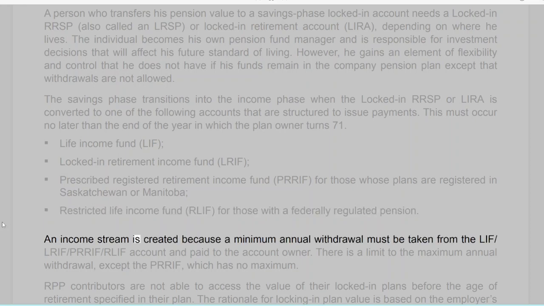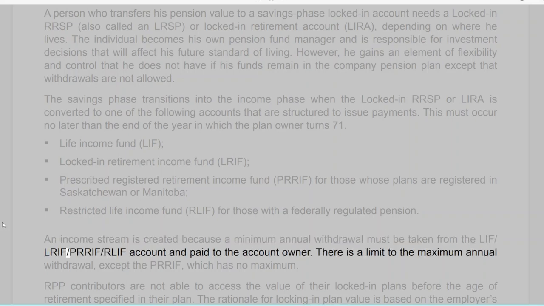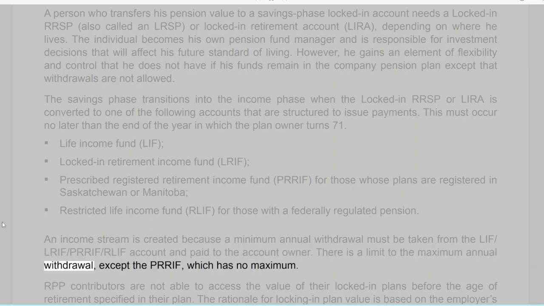An income stream is created because a minimum annual withdrawal must be taken from the LIF, LRIF, PRRIF, or RLIF account and paid to the account owner. There is a limit to the maximum annual withdrawal, except the PRRIF, which has no maximum.